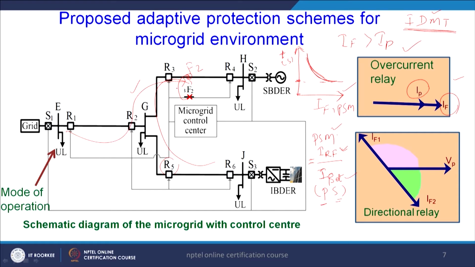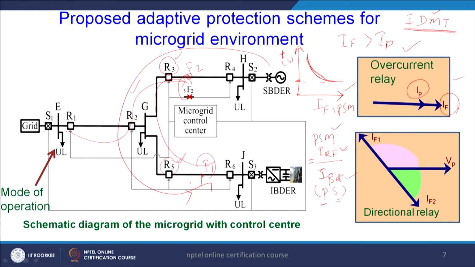In that case we have to take care of the current directions and the magnitude of the fault current. Let us say here is one fault, F1, and this particular synchronous based DG will supply some fault current to this fault point. Now, relay R5 will see some fault current, and R3 will also see the same amount of fault current. So what will happen? R3 will trip unnecessarily due to this fault F1, which is not desirable.